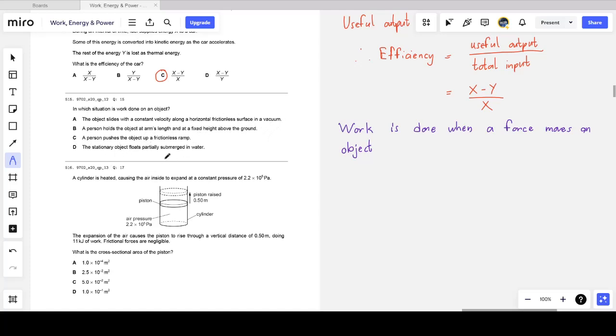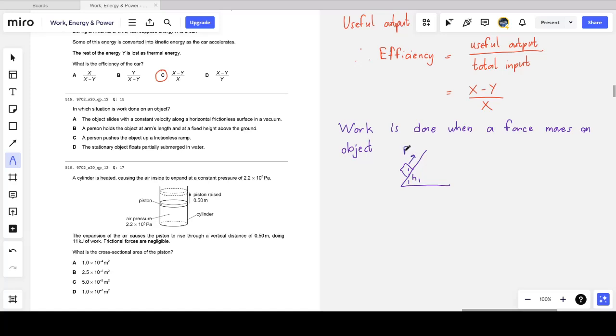When a person pushes the object up a frictionless ramp, it requires a force because it must oppose gravity. So that's a possible case of work being done. And lastly, the stationary object floating submerged in water, that's an object not moving. So by process of elimination, you can see that the answer is C. And I'll just draw a quick simple diagram to show you, well, here I have my object, and it is at some height h1 above the ground.